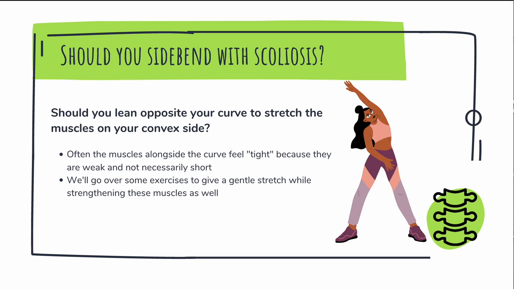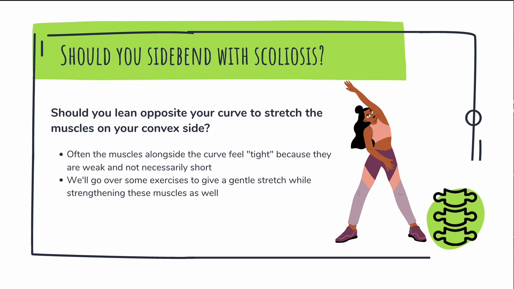And one of the things that I often see with my clients is that the muscles under your concave side often feel tight, not because they are short, sometimes they are short, but more because they are weak. And this is an important distinction. We often think with scoliosis, well, if I have a side bend of my curve, I have to stretch the muscles opposite, really by leaning over.